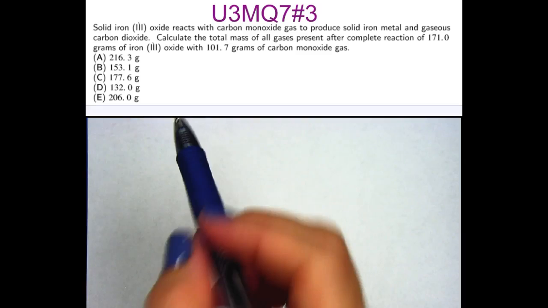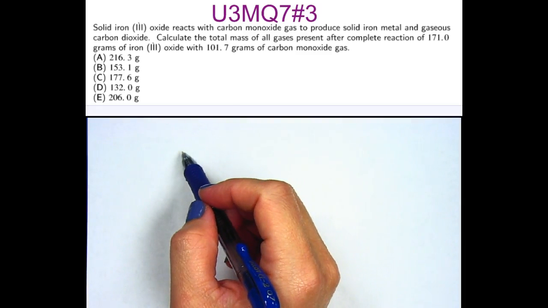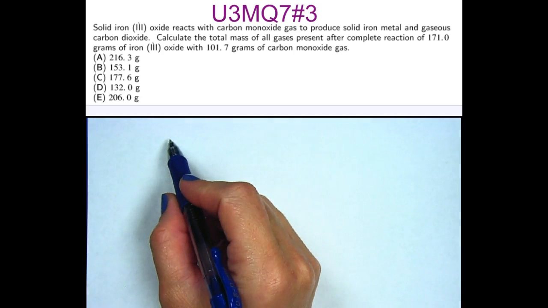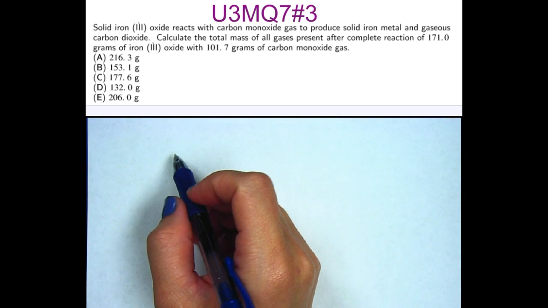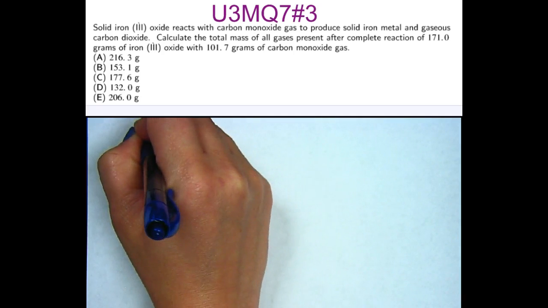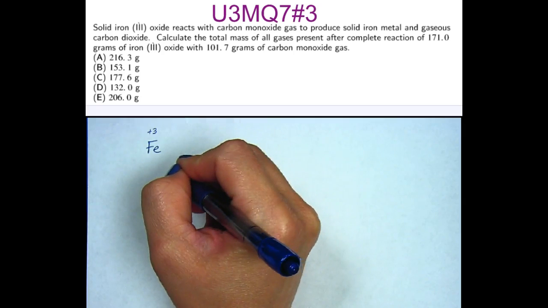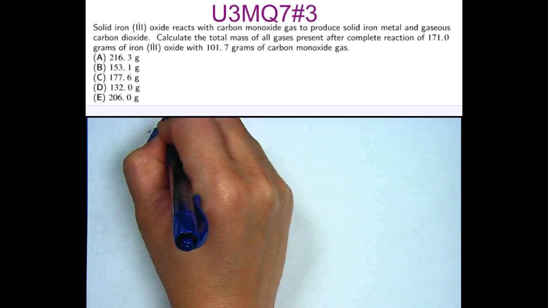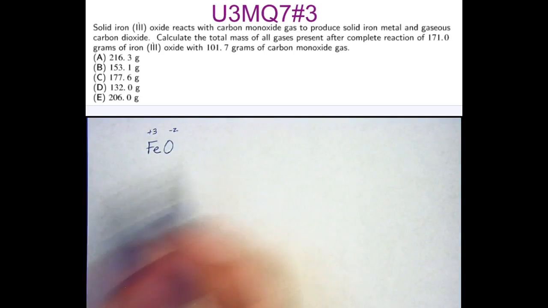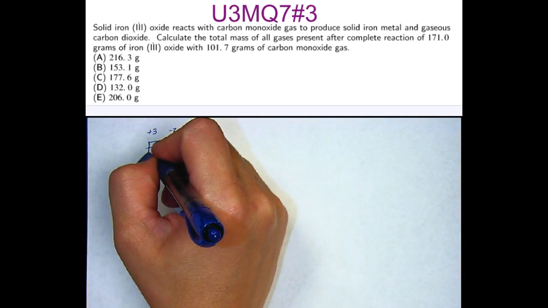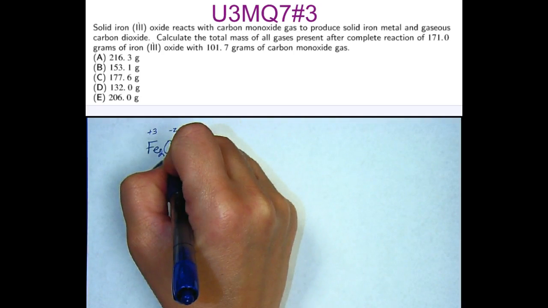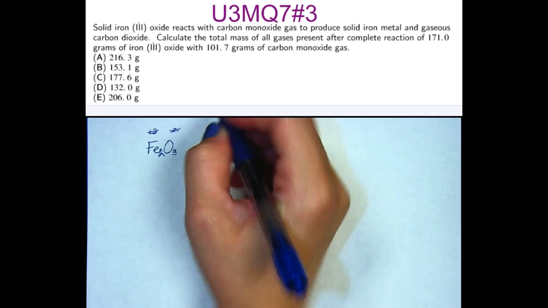So solid iron 3 oxide reacts with carbon monoxide gas to produce solid iron metal and gaseous carbon dioxide. We're going to have to translate this equation. So iron 3 oxide. Iron 3 means it's Fe with a +3 charge, and oxide is O with a -2 charge. The +3 and -2 will switch or crisscross or flip-flop. This means I need 2 irons, and this means I need 3 oxides.